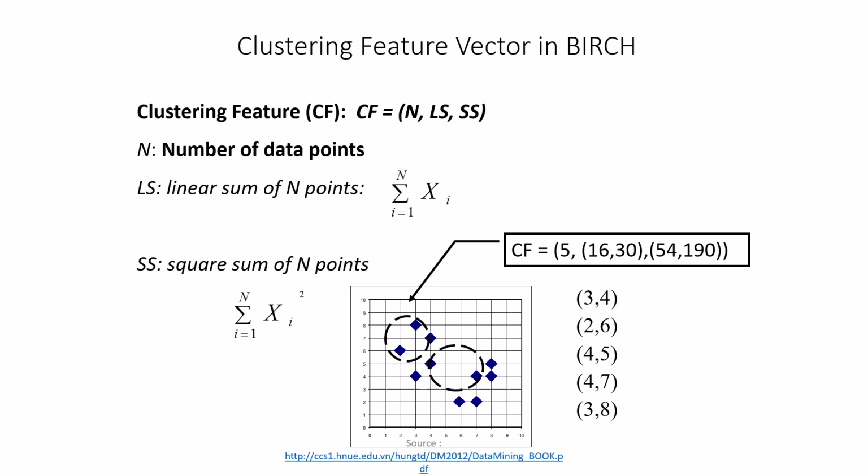Consider a cluster of n d-dimensional data objects or points. The clustering feature of the cluster is a three-dimensional vector summarizing information about clusters of objects. It is defined as CF = (n, LS, SS), where LS is the linear sum of the n points, that is, the sum from i equals 1 to n of x_i, and SS is the square sum of the data points. A clustering feature is essentially a summary of the statistics for the given cluster. Using a clustering feature, we can easily derive many useful statistics of a cluster.